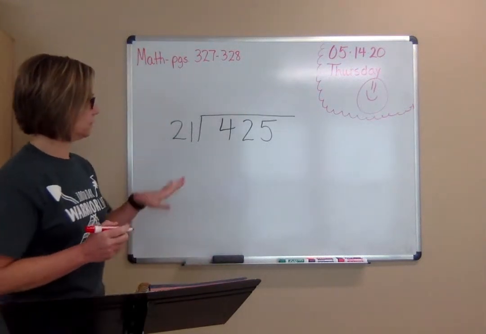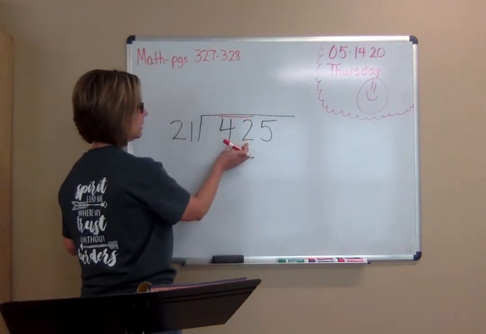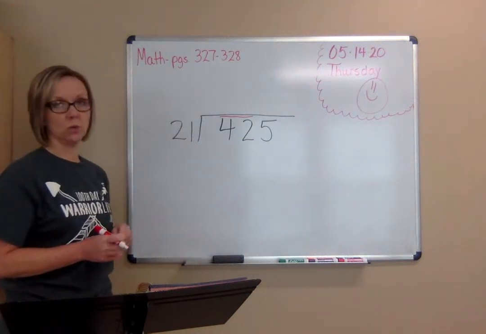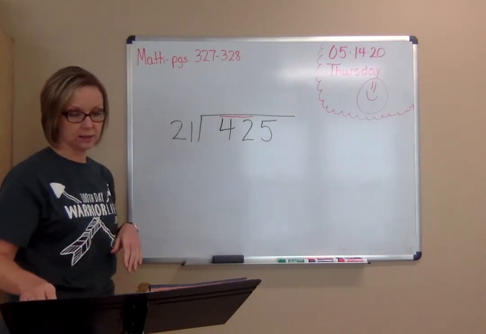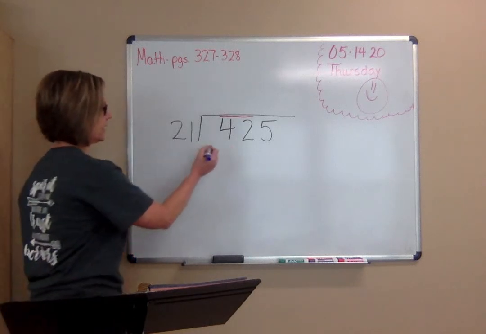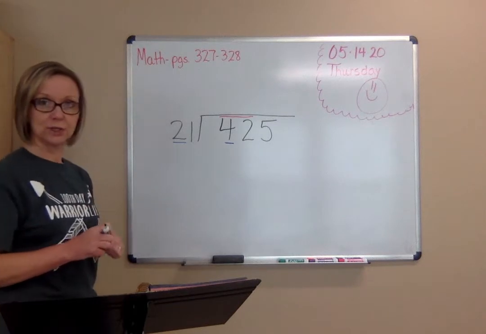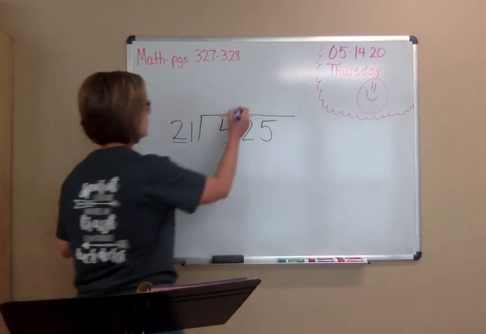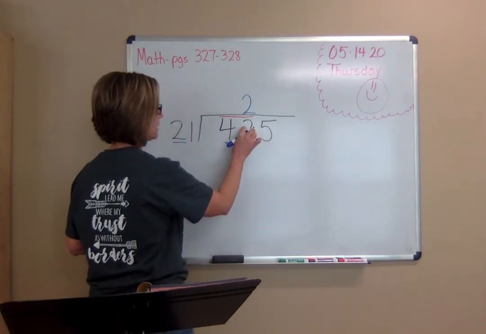All right? So the first step here is to make sure that you are including 42, because we don't want to say 4 divided by 21. That doesn't work. So 42 divided by 21. We're going to break it down a step further and say 4 divided by 2. So how close can I get to 4 without going over dividing by 2? 2. That is correct. So the 2, remember, goes over the tens place here.